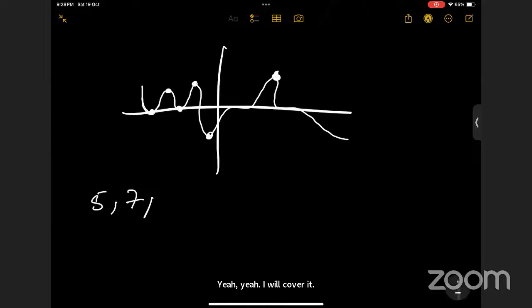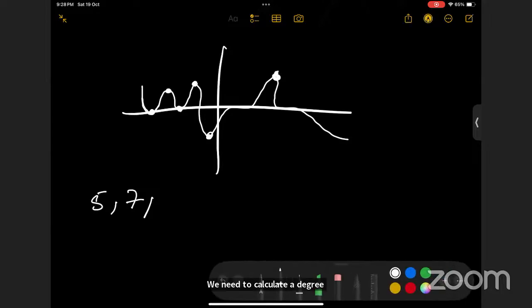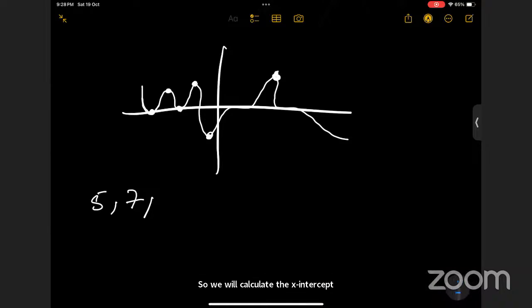So we need to calculate a degree. We will calculate it from the x-intercepts. Let us first check what the x-intercepts are. This is one x-intercept with even degree, right? Yeah. This is the second x-intercept, with even degree. And this is another, which is odd. This one is linear, specifically one, right? Because it has just cut the graph at that point, like a straight line.